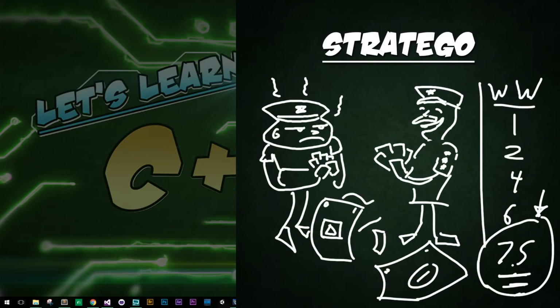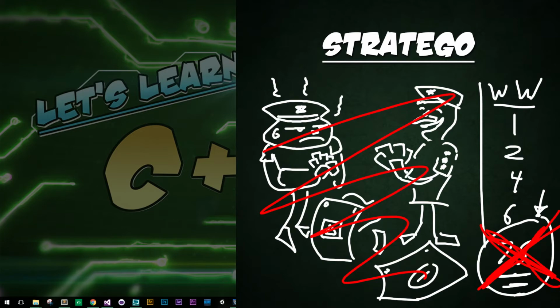Alright, Stratego. What is Stratego? Stratego is a collectible card game developed in the 1400s that single-handedly contributed to the World Wars 1, 2, 4, 6, and 7.5. Okay, that's just silly. There was no World War 7.5.